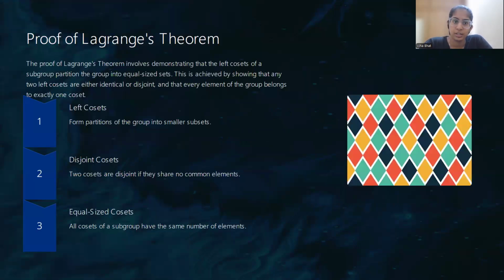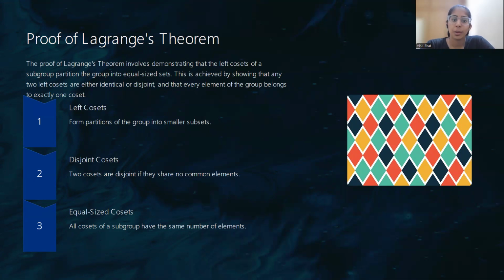Here's a proof for Lagrange's theorem. This involves demonstrating that the left cosets of a subgroup partition the group into equal-sized sets. This is achieved by showing that any two left cosets are identical or disjoint, and that every element of the group belongs to exactly one coset.